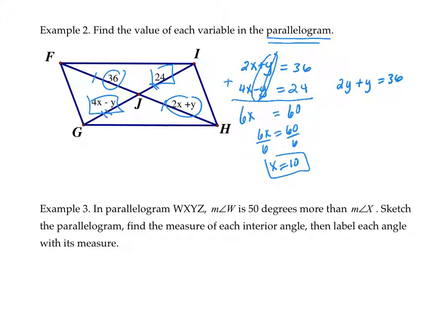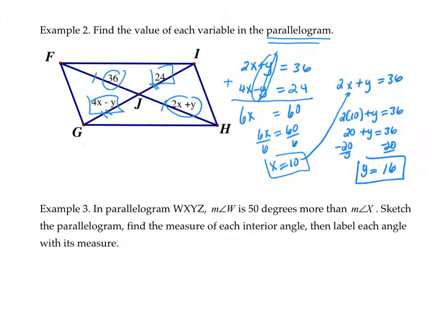Sorry, I have a mistake in there. So take out that y and put in an x. And in that first equation, we're going to plug 10 in for x. So 2 times 10 plus y equals 36. 2 times 10 is 20 plus y equals 36. Take and subtract 20. And you get y is equal to 16. So x equals 10, y is equal to 16.